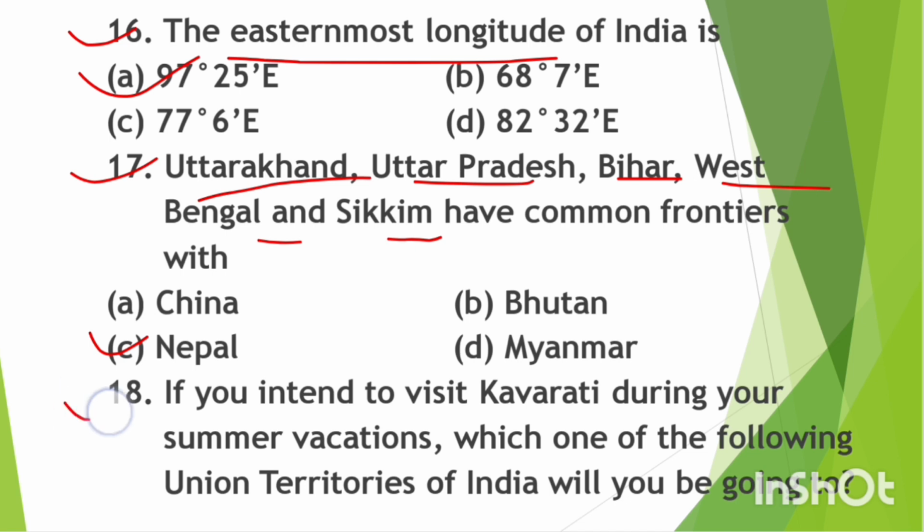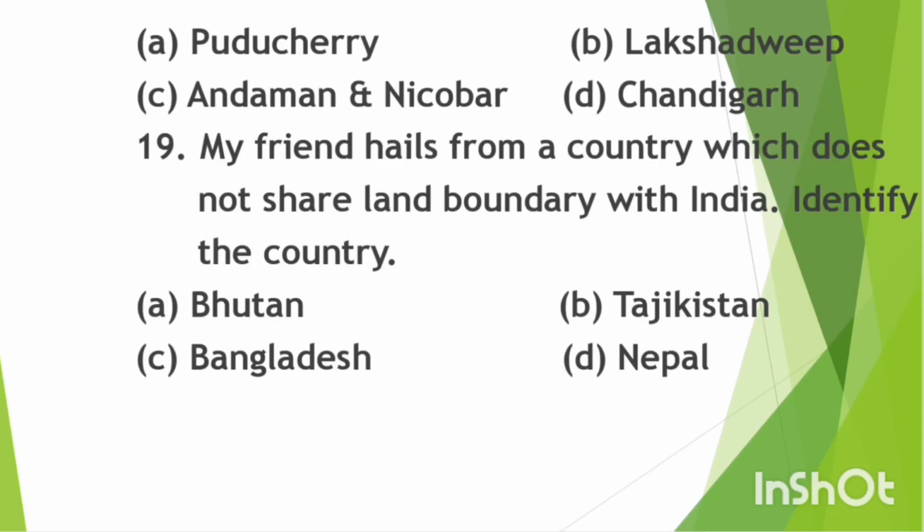Next question, question number 18. If you intend to visit Kavaratti during your summer vacation, which one of the following union territories of India will you be going to? Option number A, Puducherry, option number B, Lakshadweep, option number C, Andaman and Nicobar, and option number D, Chandigarh.